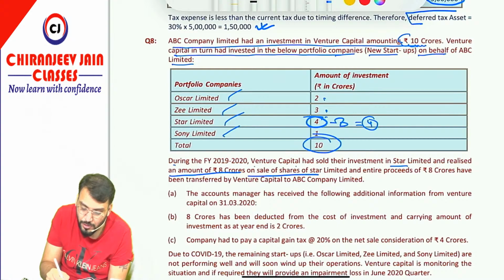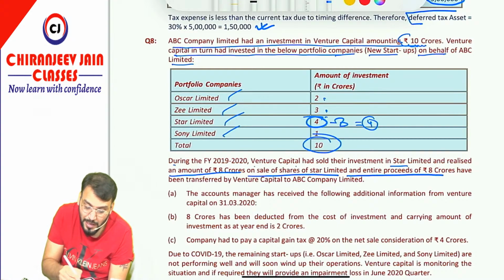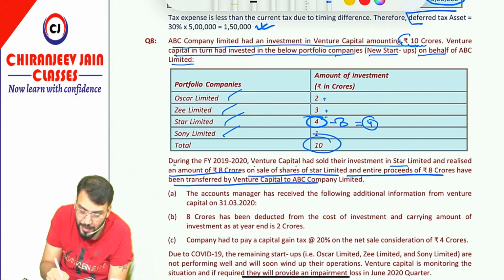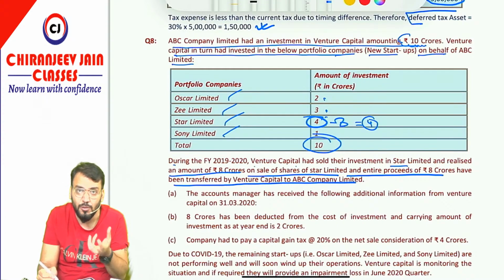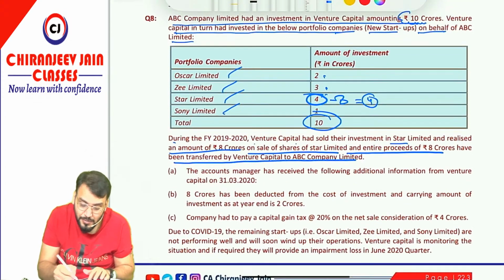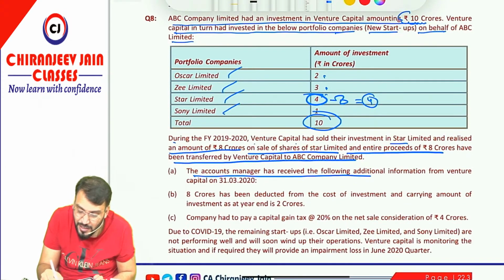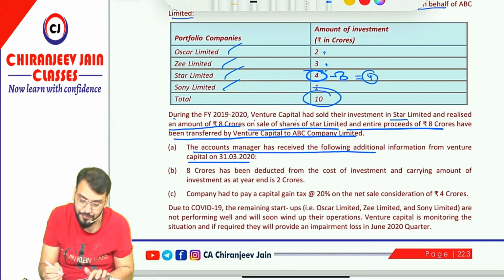On the sale of shares of Star Limited, the entire proceeds of 8 crore have been transferred by venture capital to ABC Company Limited. So the entire sale proceeds have been transferred to ABC Limited, meaning 8 crore is received by ABC Limited. The accounts manager has received the following additional information from venture capital as on 31st March 2020.